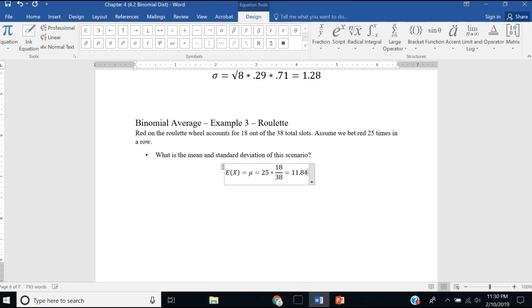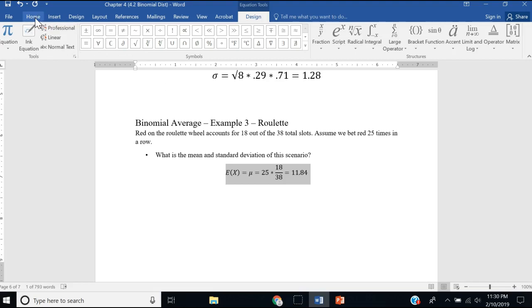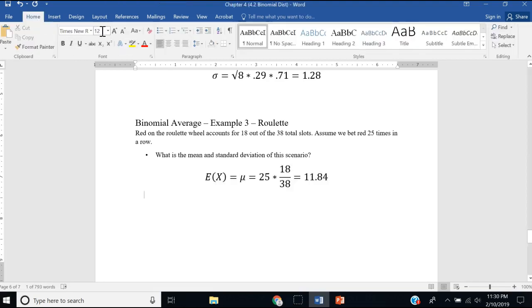Notice that 11.84 is under what would win me money, right? We would expect less than half of our rolls to be successes.